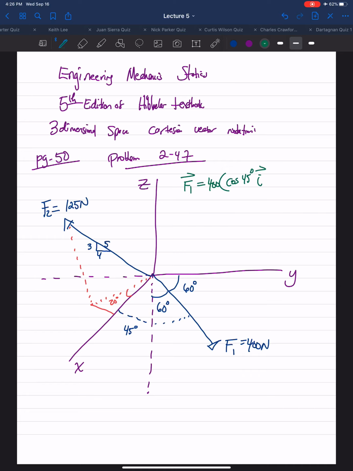For the y direction component of F1, the angle between F1 and the y-axis is 60 degrees. And once again, the sense of F1 points in the positive y direction, so that's positive. And the cosine of that is the leg we want. That'd be the A leg, which is cosine, B leg, which is sine. So here we want the A leg. Unit vector j.